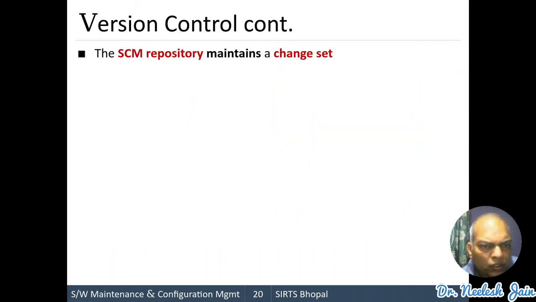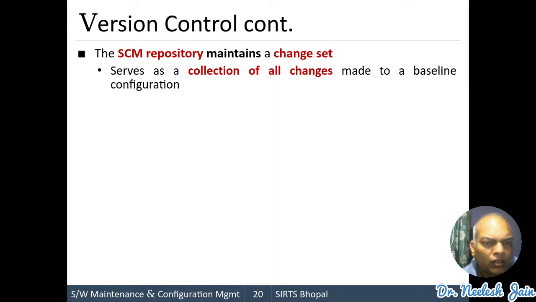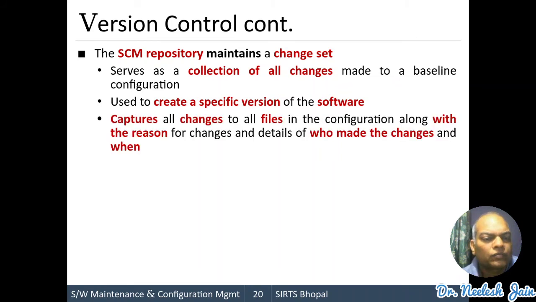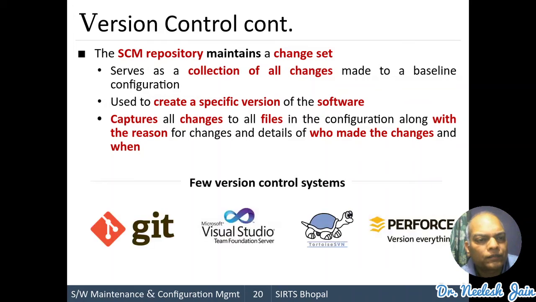The SCM repository maintains a change set. Now, what do you mean by change set? What does the change set do? A change set basically serves as a collection of all changes made to the baseline configuration. It is also used to create a specific version of the software. It also captures all changes to all the files in the configuration along with the reason for the changes and details of who made the changes and when. It also keeps the track record of who is making the changes.